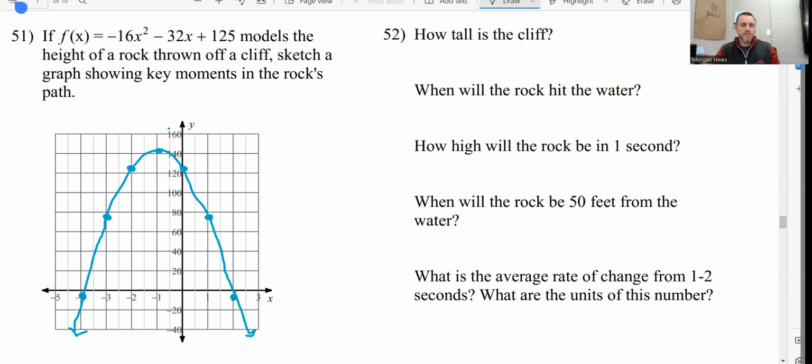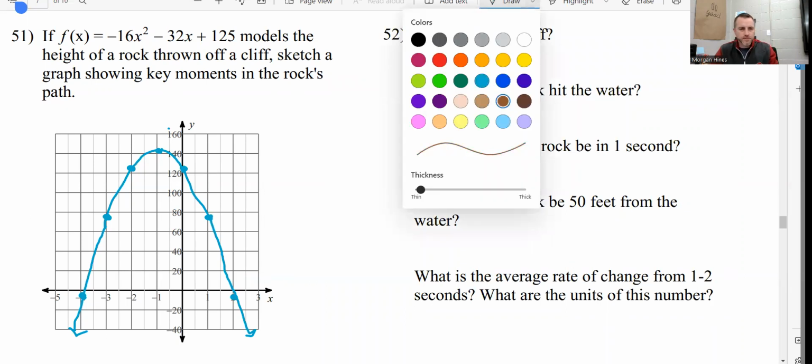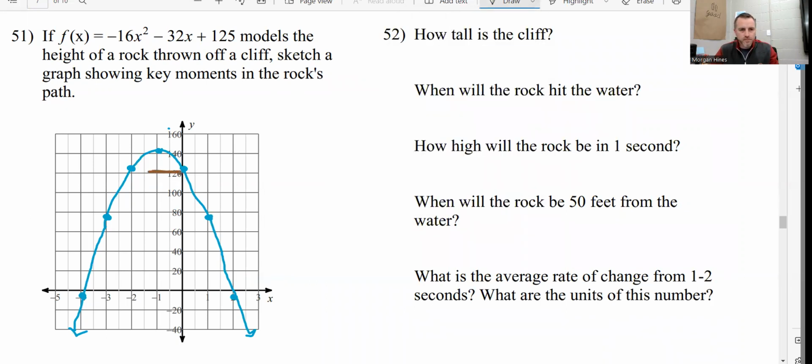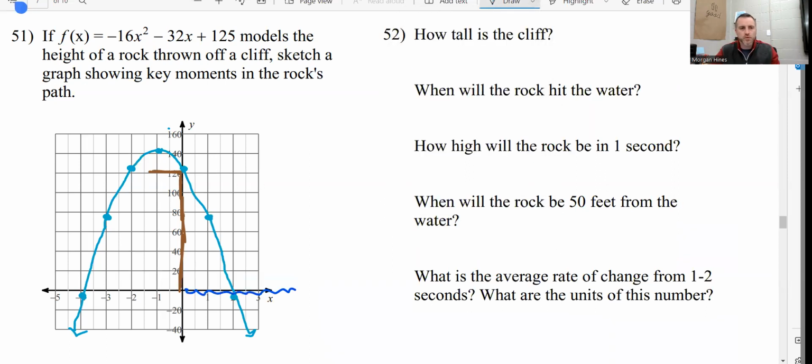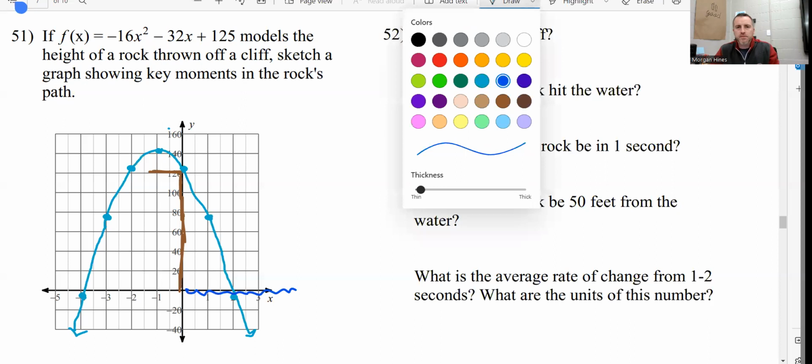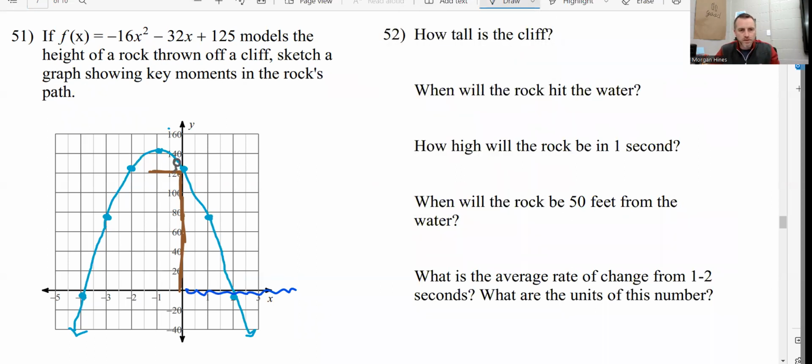Okay, it's thrown from a cliff, and I'm going to draw a picture of this cliff. It's thrown down to the water below. Let's put some water here. Here's some water. I imagine there's this person standing here. They have a rock and they throw it down.